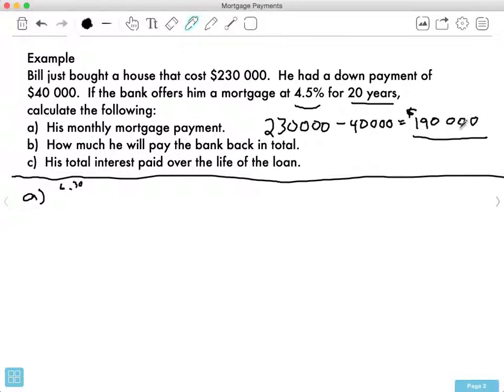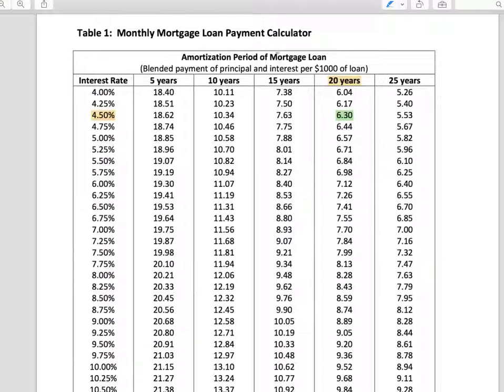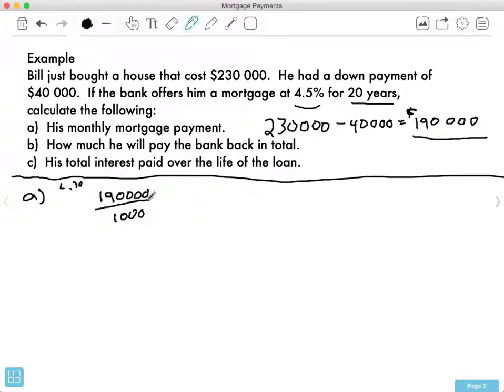So if he borrowed $190,000, he actually borrowed 190 chunks of $1,000. How you can figure that out without doing that in your head is you take the amount of the mortgage and you divide it by 1,000. Now several times in this course you're going to be using a table. If you ever see per $1,000 like you do right here, that means you need to divide whatever you're borrowing by $1,000 before doing any other calculations with it. So that gives me 190.